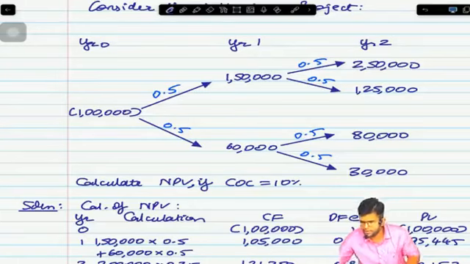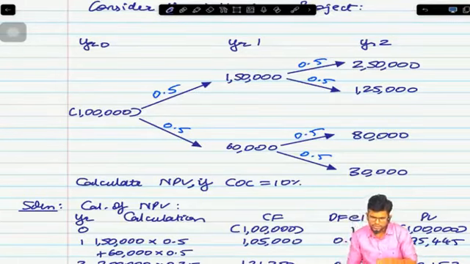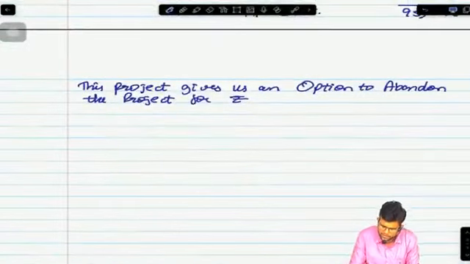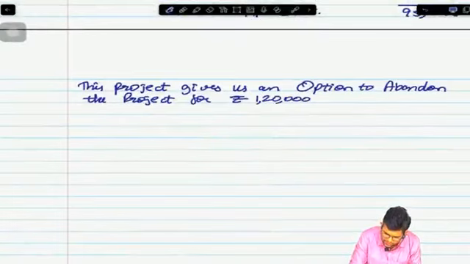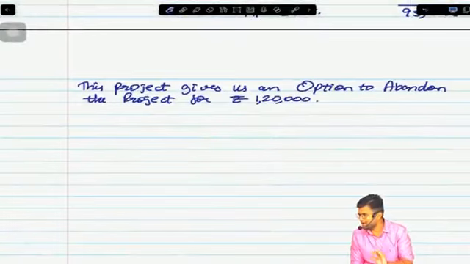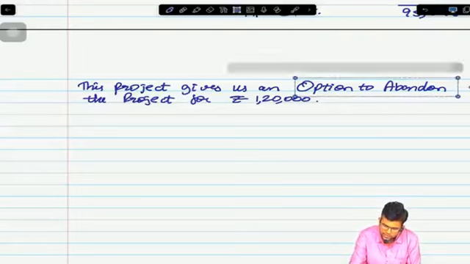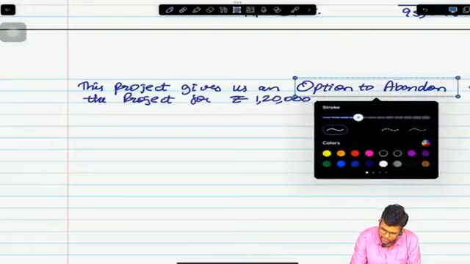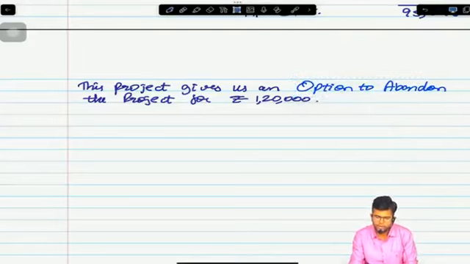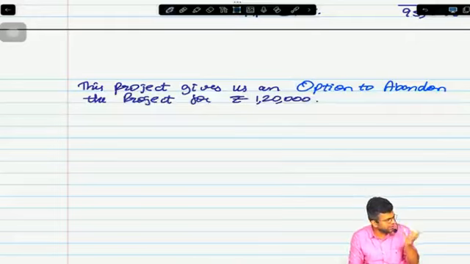Okay, take. This project gives us an option to abandon the project for rupees 1,20,000. Students, I see a solution is a 2-3 line answer, but I am just elongating the whole thing to give you clarity. Are we ready? What does this mean, students? Any idea? What is the meaning of option to abandon? Option to abandon means, can I say, you want to get out, get out.